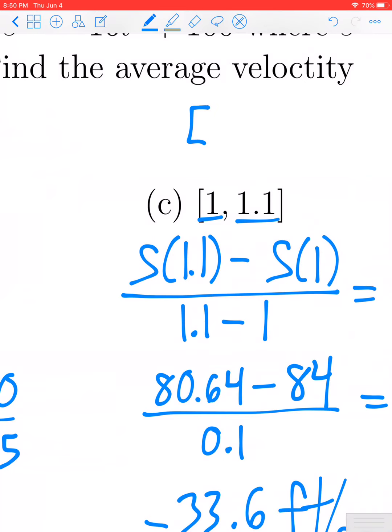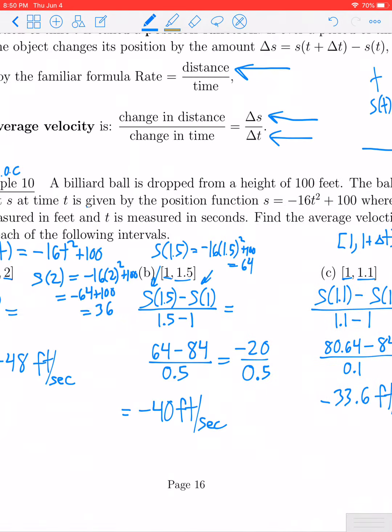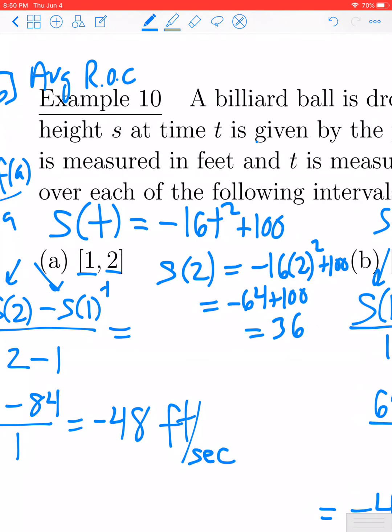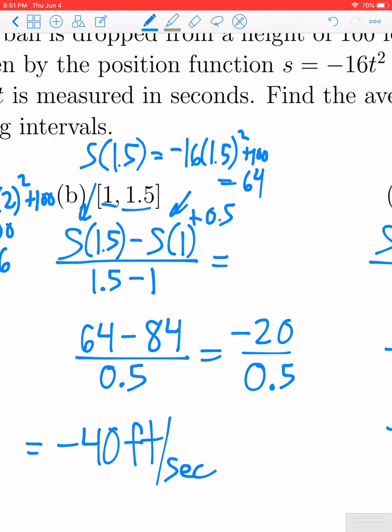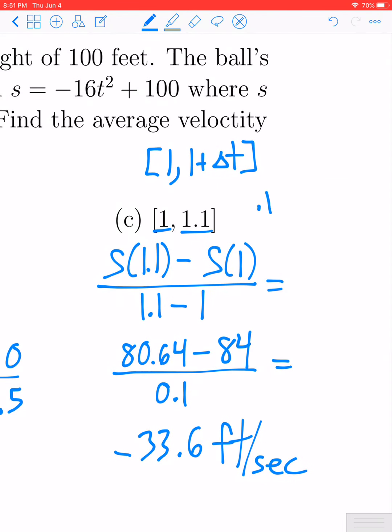So we're really thinking of this as the interval 1, 2, 1 plus delta t, where the delta t is getting smaller. In the first one, we had to add 1 to get to the interval of 2. In this one, we had to add a half. Now we're only adding 0.1 to get to the second point in our interval. If you calculate this average rate of change, s of 1.1 minus s of 1 divided by 1.1 minus 1, that would produce negative 33.6 feet per second.